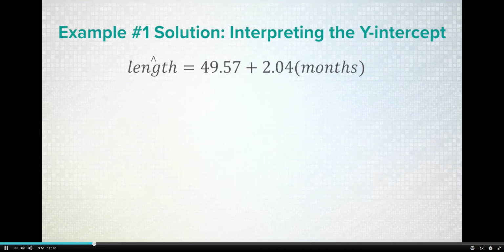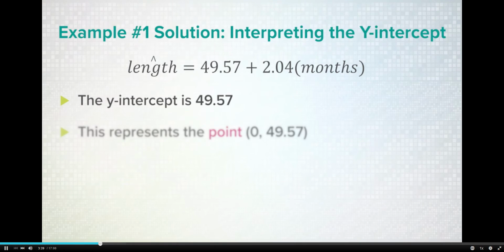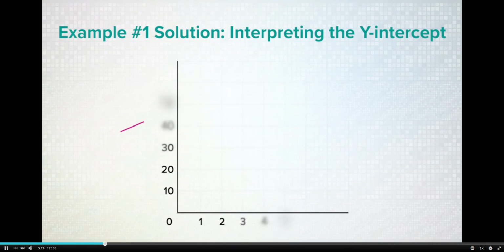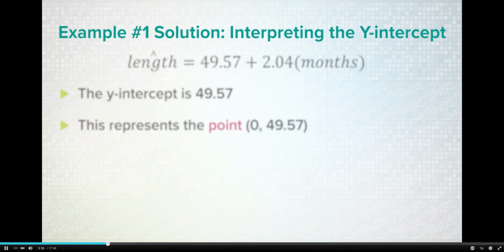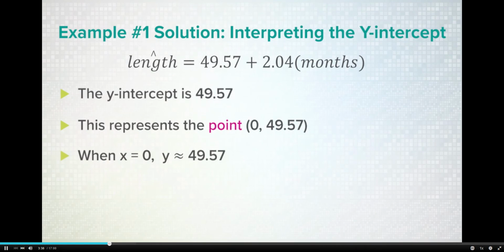Here's the solution to example 1. What I'm asking you to do is interpret that 49.57. The y-intercept is 49.57. So remember, it represents the point 0, 49.57. That point where the least squares regression line cuts through the y-axis. So what this really is telling us is that when x is 0, my y is approximately 49.57. Now, this approximate idea is very important in statistics.